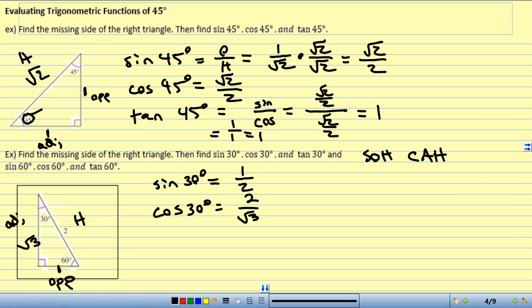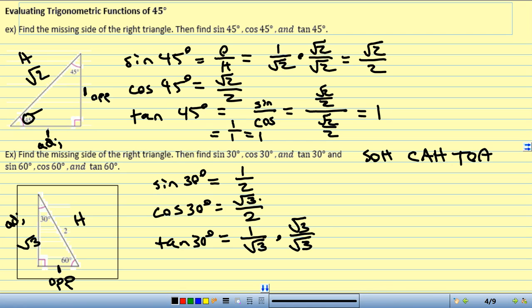So, yes, I still have to do that. TOA, adjacent over hypotenuse. Okay, so my error, root 3 over 2, because it's adjacent over hypotenuse. And then tangent of 30 degrees, opposite over adjacent, 1 over square root 3, multiply by square root of 3 over square root of 3. You're going to get square root of 3 over 3. Yay!